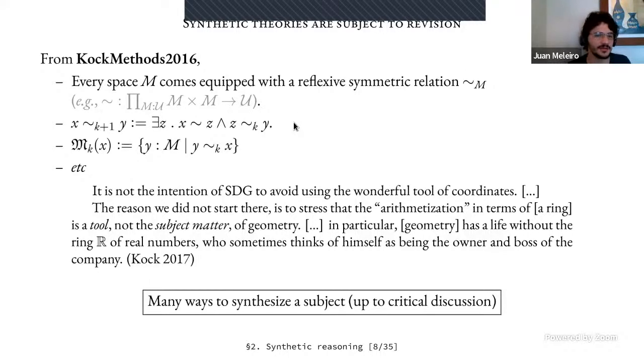Then we can define, for example, the kth order proximity relation, the monad, the kth order monad around a point, which we can use to talk about differentiable functions, morphisms, and so on. The details are not important. What I'm trying to show is that this is open to discussion.